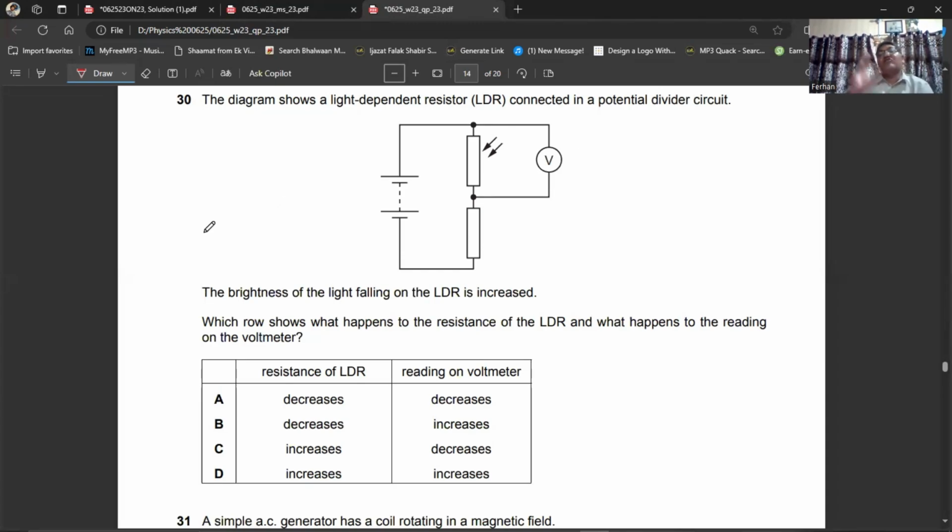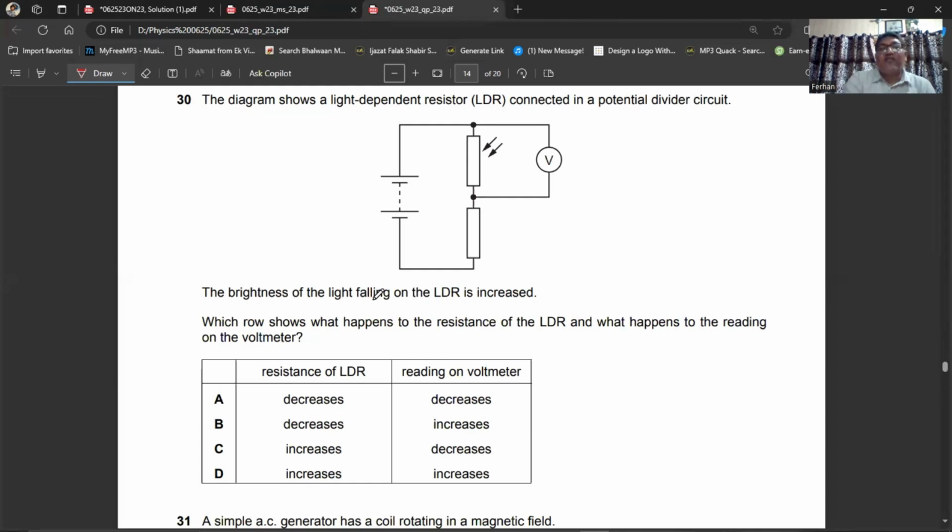In the LDR, you know what happens when light falls on it: its resistance decreases. And when there is less light, its resistance increases. When the resistance increases, meaning it's dark, the voltage drop will be more. And when the light is more, the resistance of the LDR will be less, so the voltage drop, or the reading on the voltmeter, is also less.